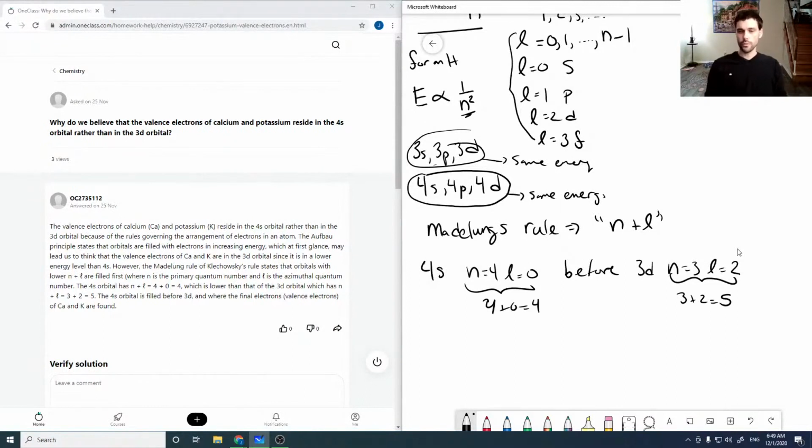So 4s comes before 3d, and of course this comes before 4p, which is n equals 4, L equals 1. So 4 plus 1 equals 5, but the n is lower. And this is just to take into account the fact that electron repulsion is now becoming a thing, and sometimes it's better to fill up these higher L orbitals before we fill up lower L orbitals, as long as we're not paying too high an energy cost, which would be represented by the n value.